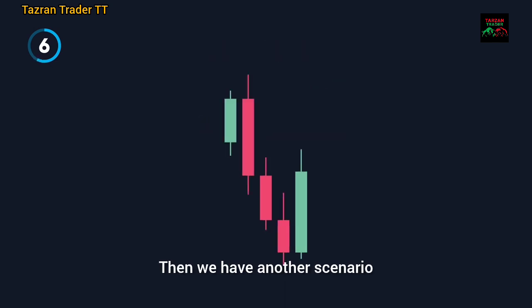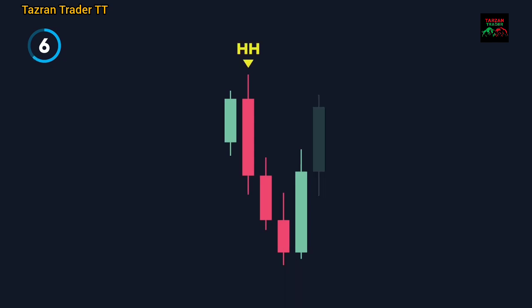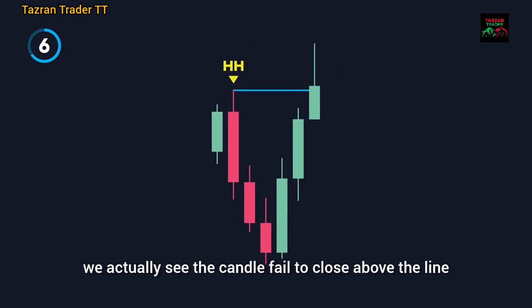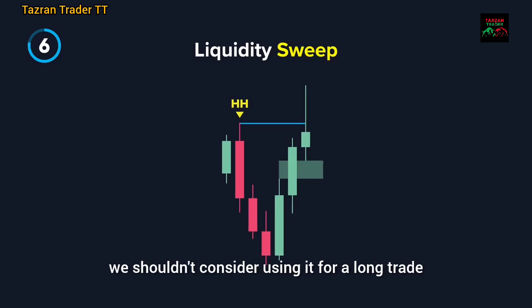Then we have another scenario where we again have a swing high as our draw on liquidity. But this time, instead of the price bursting through the level, we actually see the candle fail to close above the line. This is what we call a liquidity sweep, which is when the buyers aren't strong enough to continue the move up. As for the FVG that formed here, we shouldn't consider using it for a long trade.